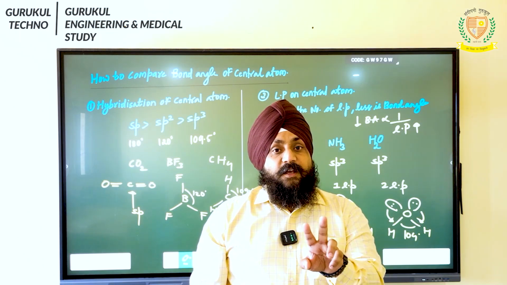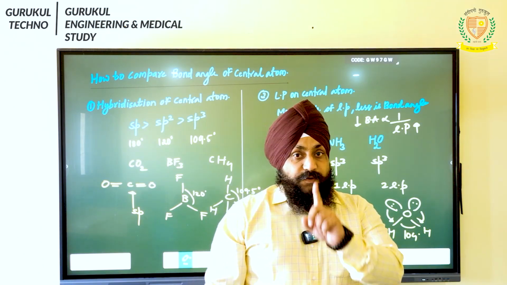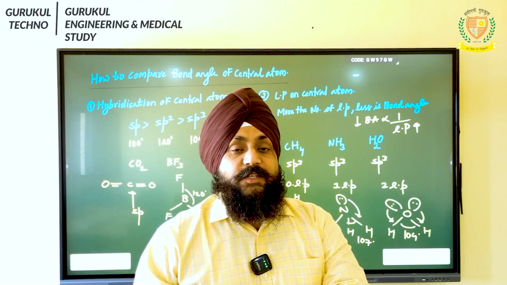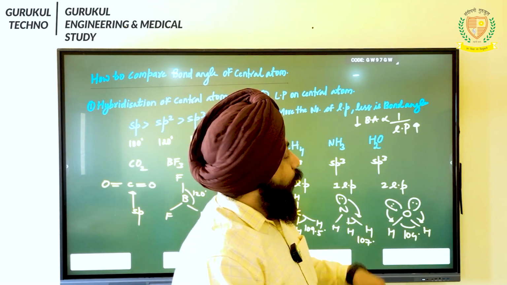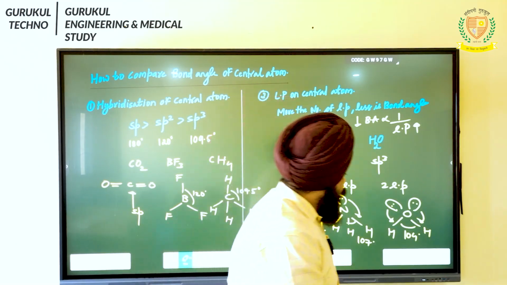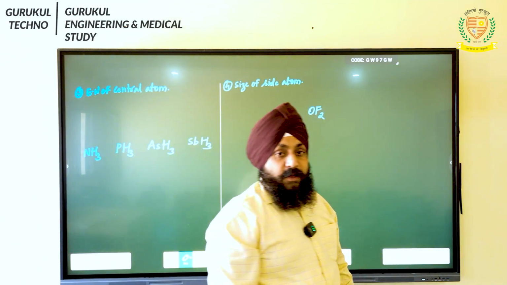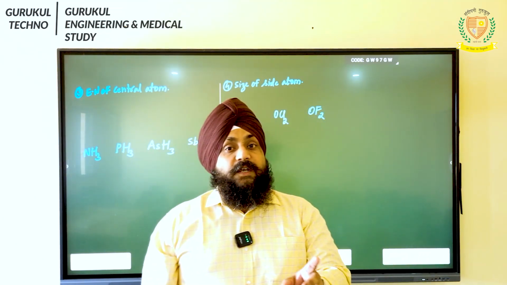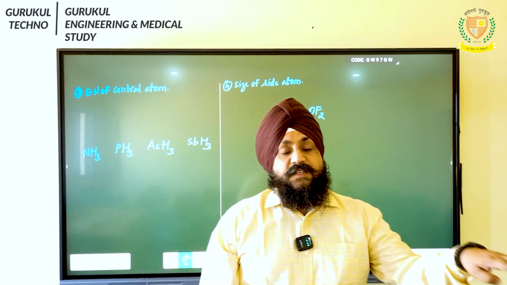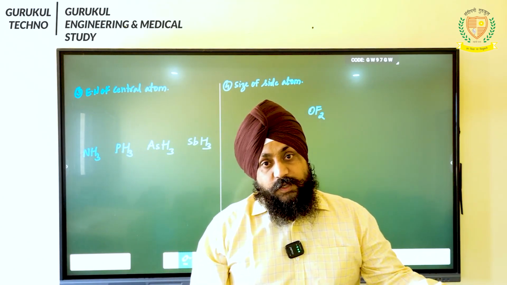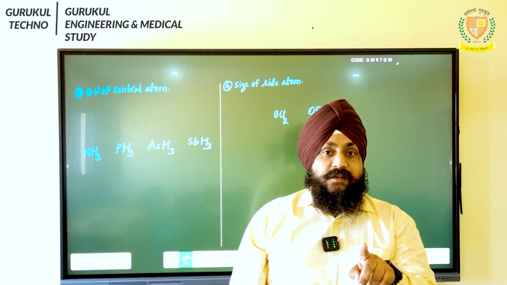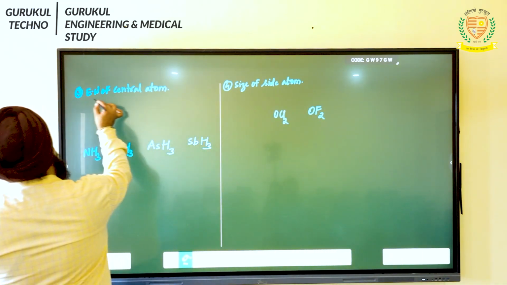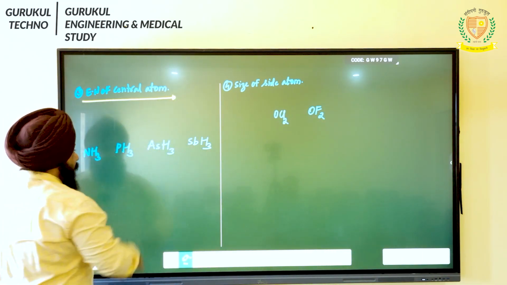So hope students you have understood these two parts. First you will be checking for the hybridization, and second you will be checking for the lone pair on the central atom. Now students, the third case is where we check the electronegativity. What if hybridization is the same and the number of lone pairs is also the same? Then you will be talking about the electronegativity of the central atom.